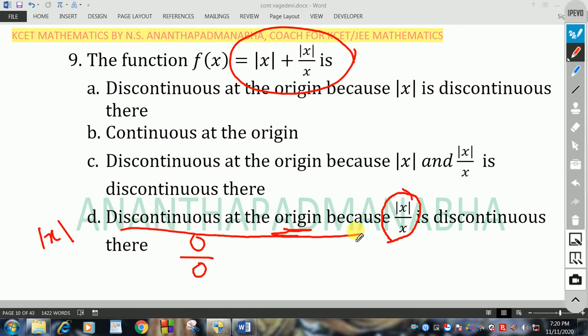So wherever the function is not defined, it is discontinuous. So therefore option D is the right answer, as mod x by x takes the 0 by 0 form at the origin.